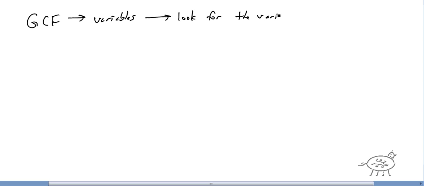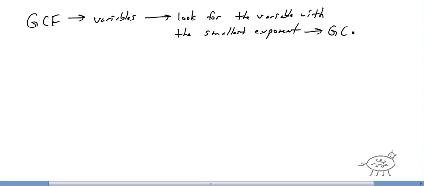So I've got one more thing to show you guys. Let's do greatest common factor with variables. This is the deal. You look for the variable with the smallest exponent. And that is your greatest common factor just with the variable. You already know how to do it with numbers.